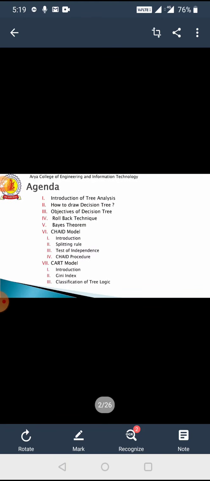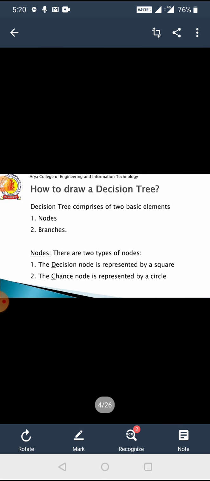Today my topic is decision tree analysis. This is my agenda for decision tree. What is a decision tree? A decision tree is a pictorial representation of a decision process. It represents the states of nature with the associated probabilities and strategies with the associated payoffs.